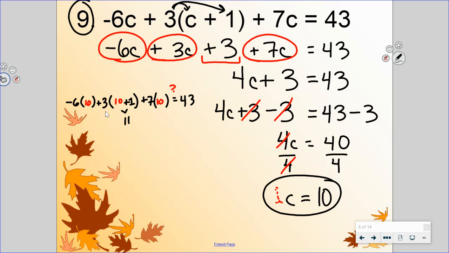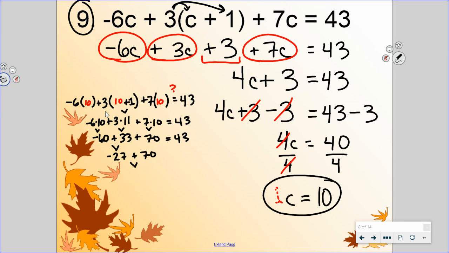10 and 1 is 11. So we have negative 6 times 10, 3 times 11, 7 times 10. Order of operations tells us to do multiplication left to right. Negative 60, 3 11s is 33. 7 groups of 10 is 70. Negative 60 and a positive 33, negative 27. Negative 27 plus 70, go down 20, that's 50. Go down 7, that's 43.